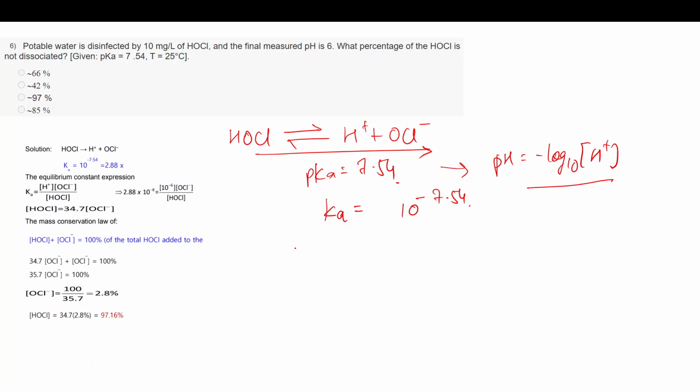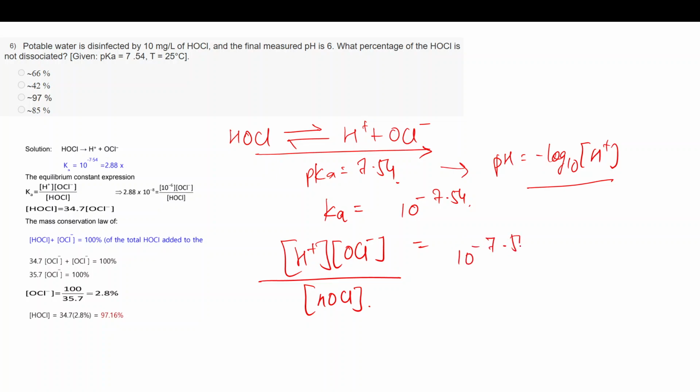Now the equilibrium constant can be written as H plus concentration times OCl minus over HOCl, right? That should be 10 to the power minus 7.54. So solve this to get 2.88 times 10 to the power minus 8. Okay. Now you have one more hint, which is the final measured pH at equilibrium is 6.